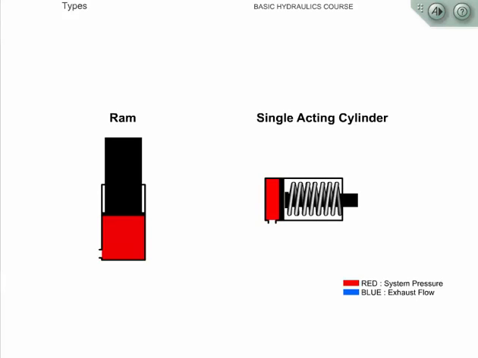A single acting cylinder is pressurized on one end only. The opposite end is vented to the tank or atmosphere. They are designed so that the load or a device such as an internal spring retracts them.